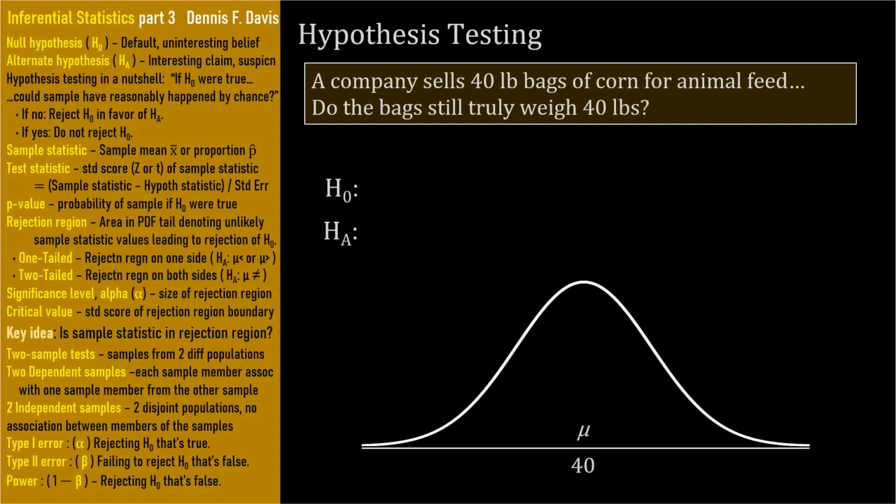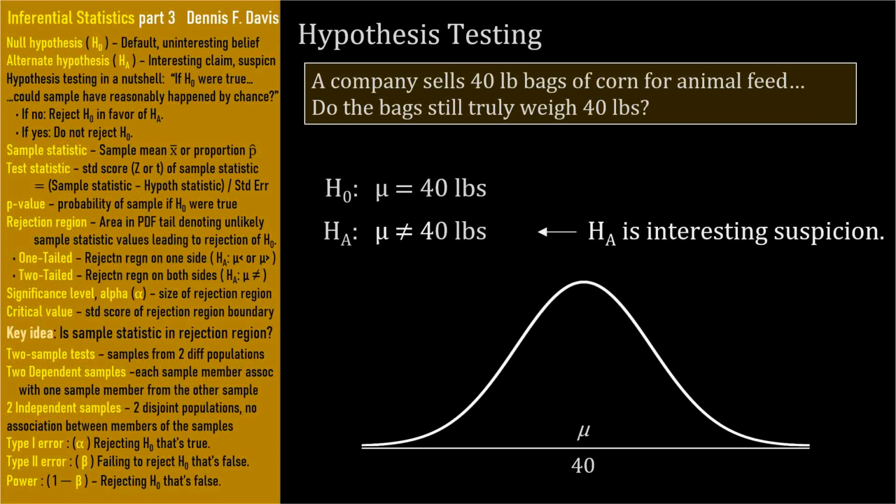Here's our horizontal axis with parameter mu in pounds. The interesting suspicion is that mu is not equal to 40 pounds. Heavier or lighter, we don't know. We want to test for either. Since H sub A is mu not equal to 40 pounds, that only leaves 1 point on the horizontal axis for H naught. H naught is mu equals 40 pounds.